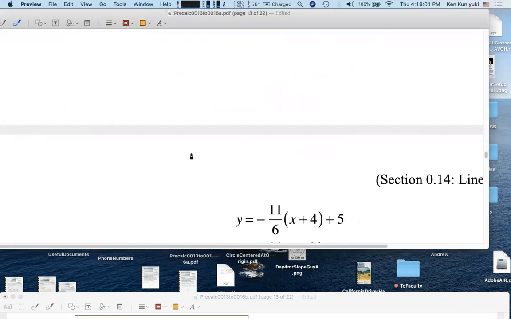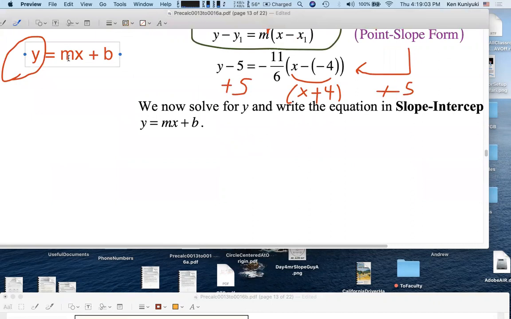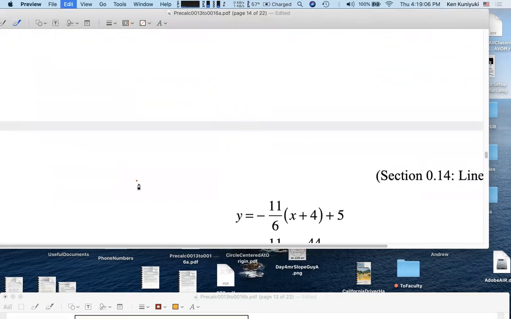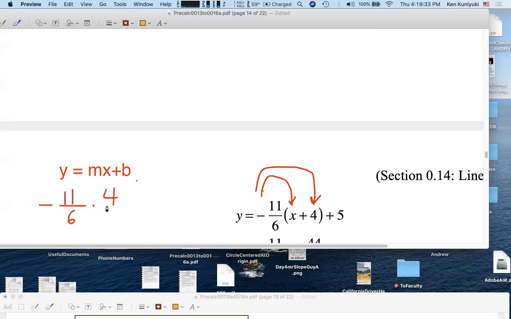And now we can distribute. Again, our goal is to find something of the form y equals mx plus b. All right, let's take the negative 11/6 and use what d word? Let's distribute that over the sum. Negative 11/6 times x is negative 11/6 x. That's easy. The hard part is, what's negative 11/6 times 4? Or more simply, 4 over 1. That might be easier. 4 over 1.